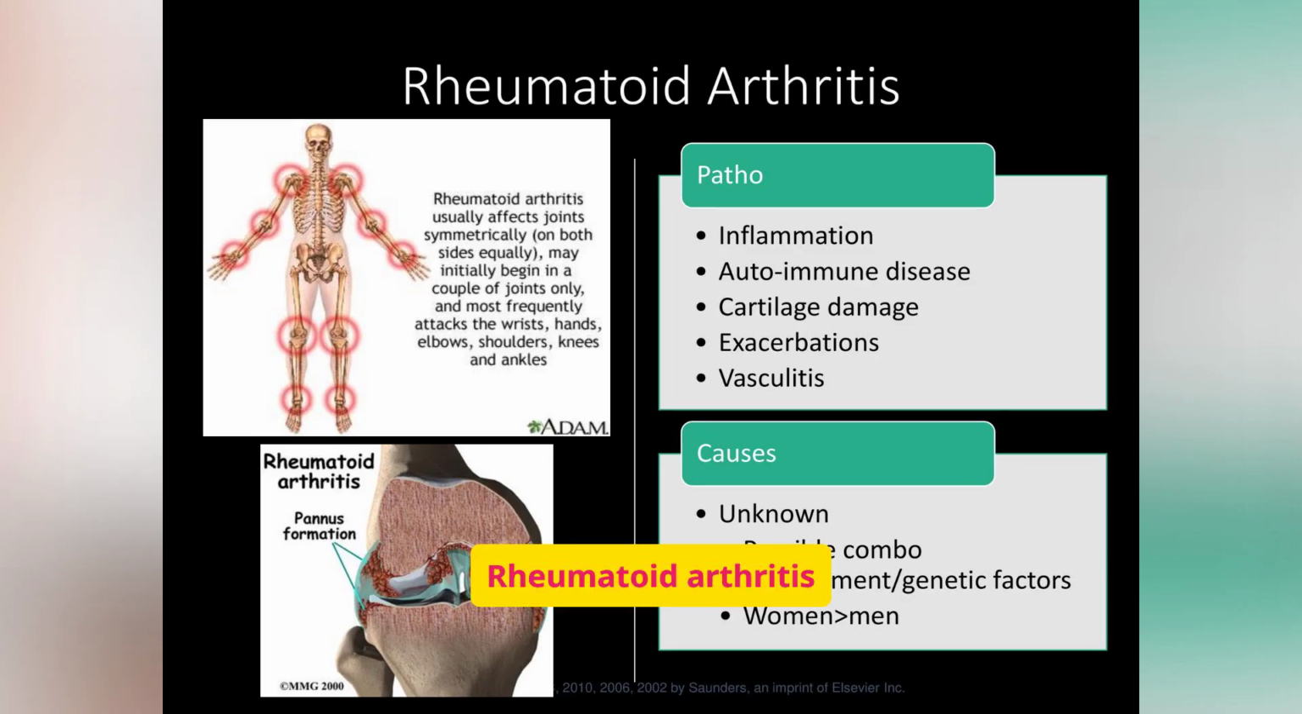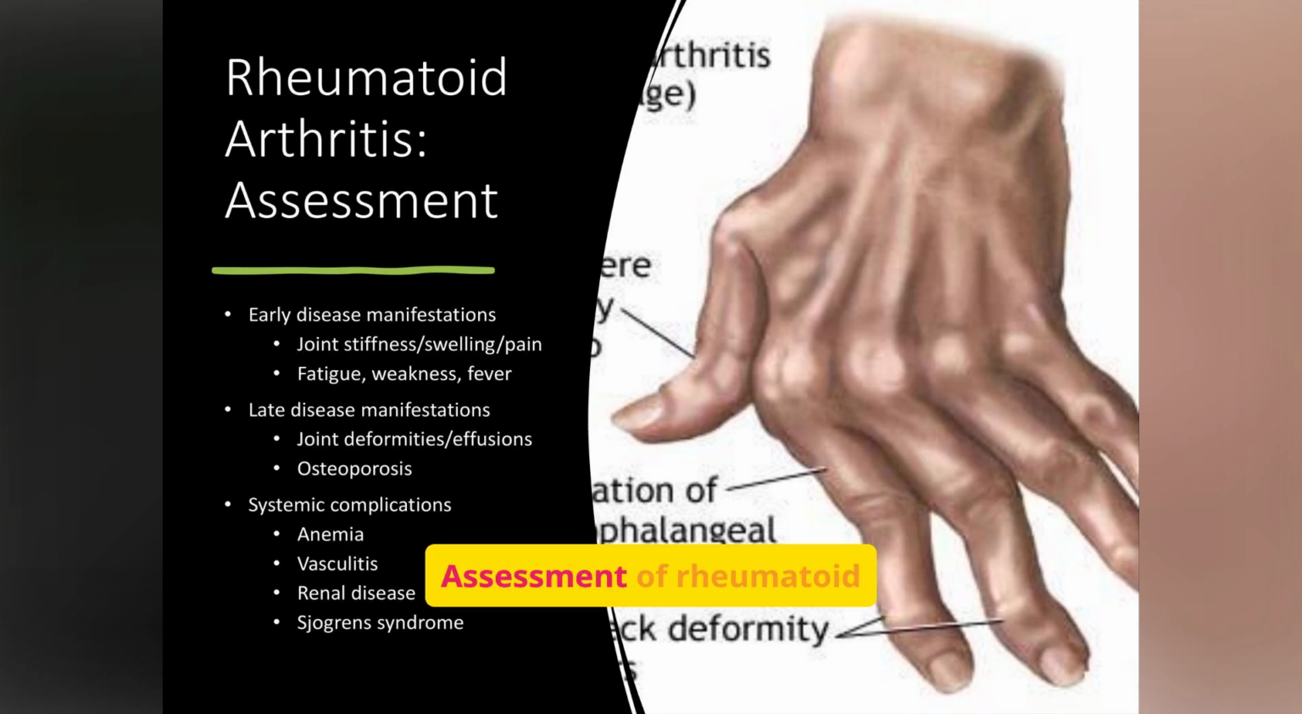Rheumatoid arthritis is an autoimmune disease characterized by inflammation, cartilage damage, and vasculitis. The exact cause is unknown, but it's likely a combination of environmental and genetic factors. Assessment of rheumatoid arthritis involves identifying early and late disease manifestations, as well as systemic complications. Joint deformities are a hallmark of the disease.